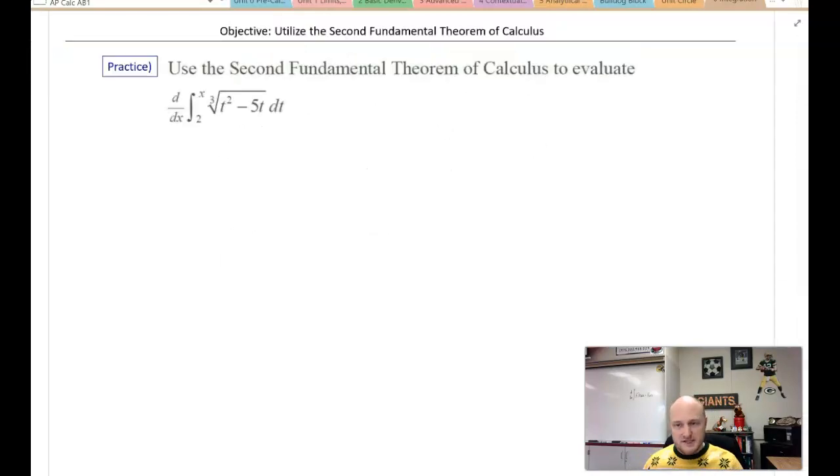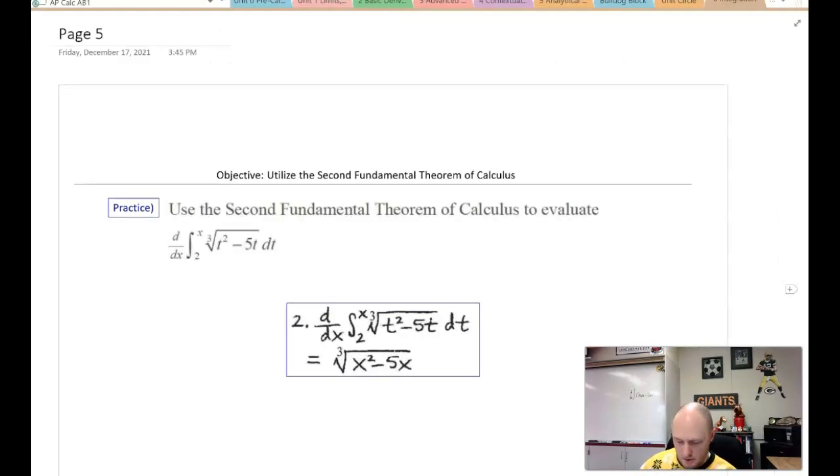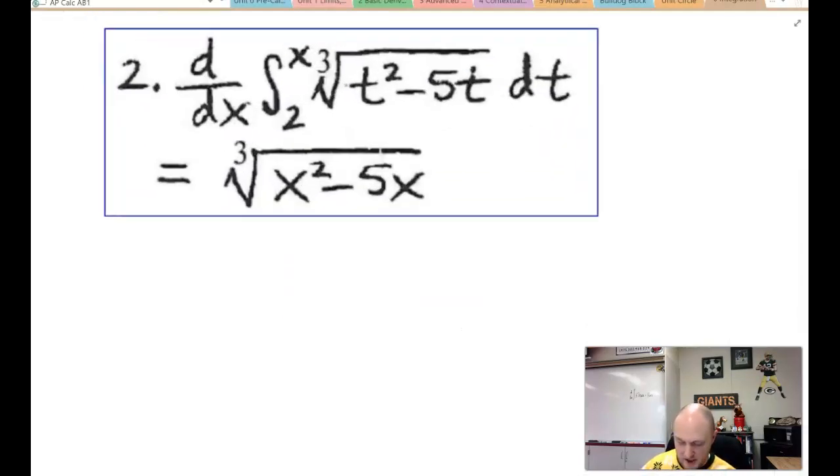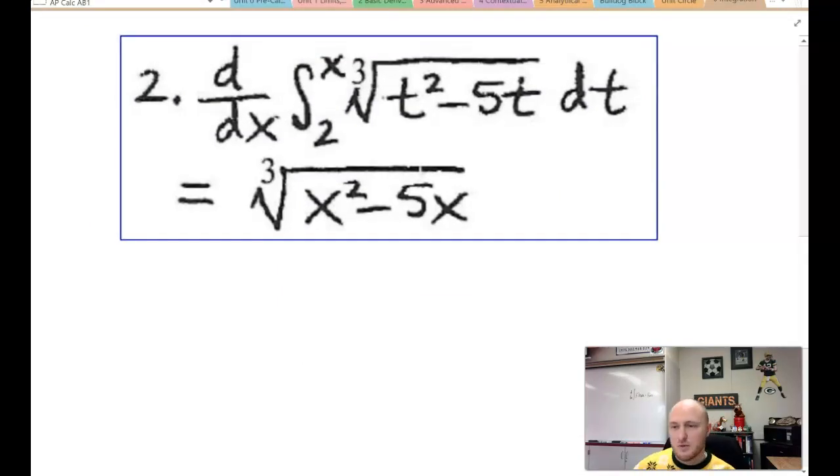Okay, so here is a practice problem. Pause the video, try this one. Try using the second fundamental theorem of calculus. We're taking a derivative of an integral. What happens? Hopefully you tried it. Here is the solution. We just get the cubic root of x squared minus 5x. Again, notice all I do is plug a variable in here. That is it.